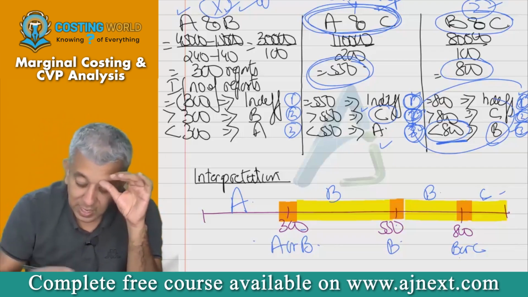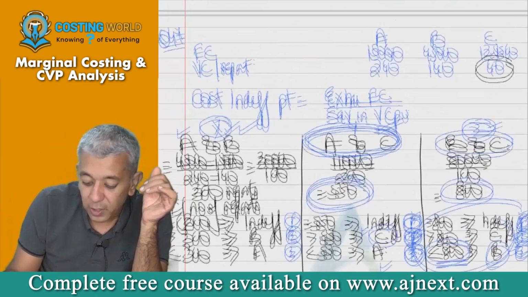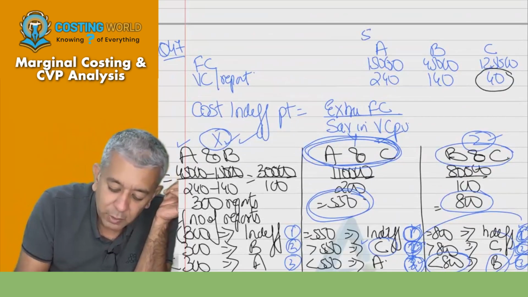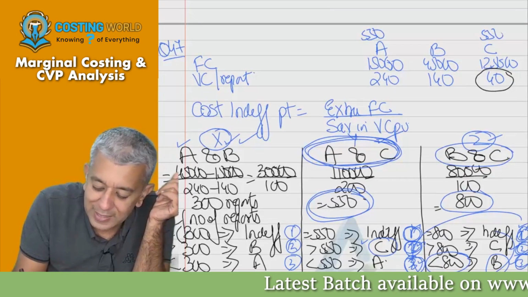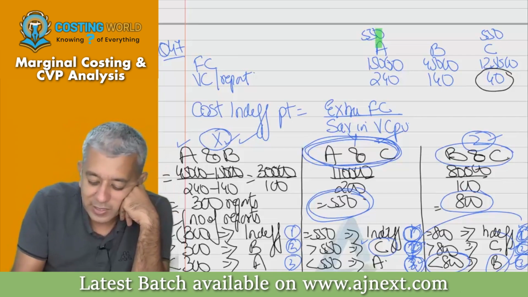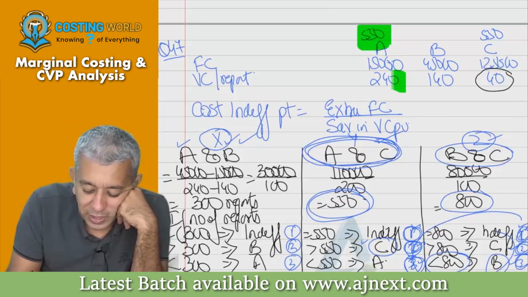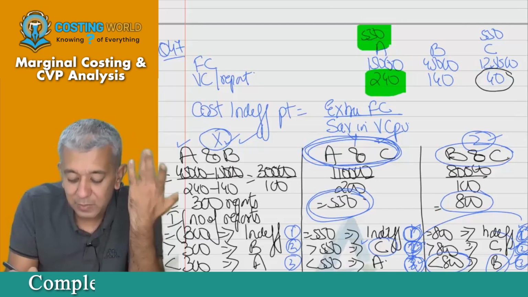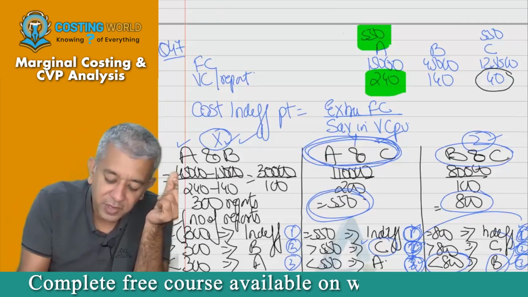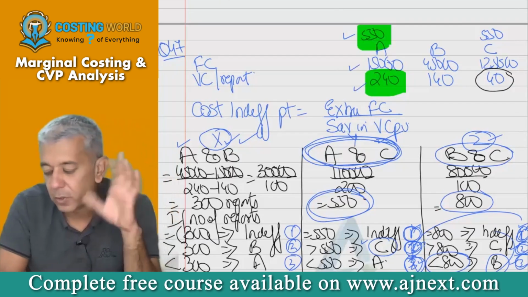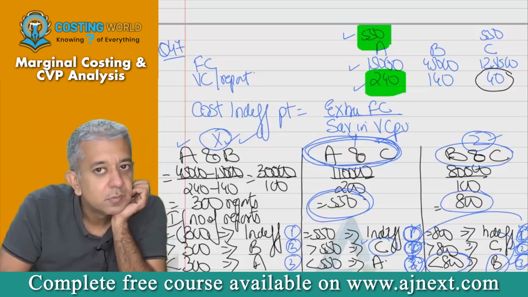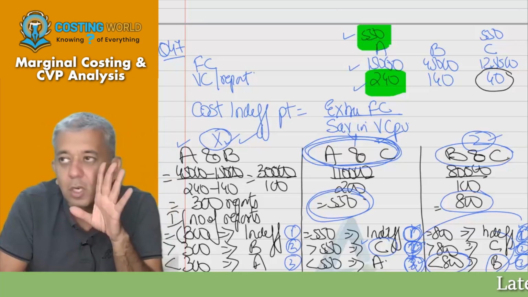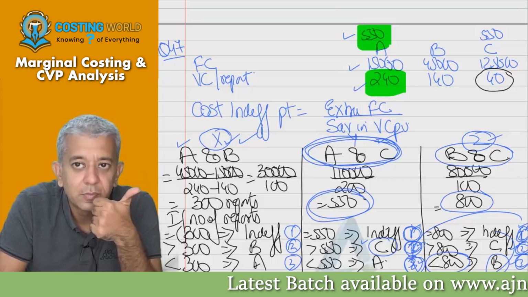See, if at 550 you try to find out your cost for A and C, take your calculator. 550 into 240 plus 15,000. Tell me that answer. 1,47,000. That will be your total cost. Did everybody get it? Yes.